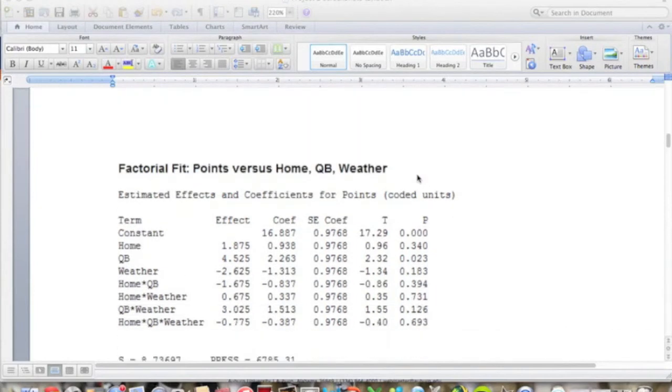So in conclusion, we see that Madden uses the home and away and the weather as something more of just an aesthetic, something to please the user, but not as something that actually affects the total score of the team.